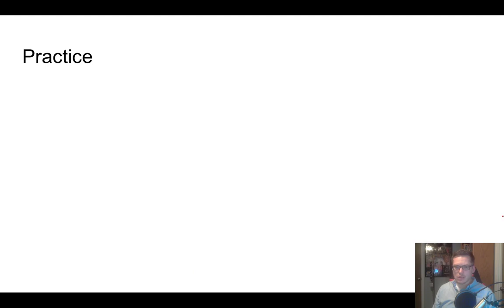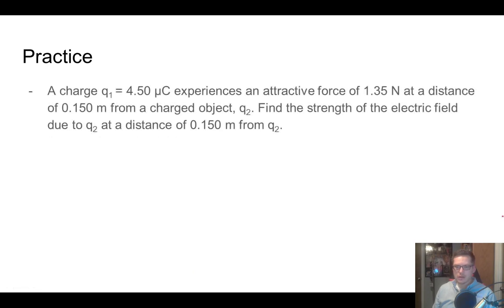All right. Let's do another practice problem here. It says a charge Q1 is equal to 4.50 microcoulombs and experiences an attractive force of 1.35 newtons at a distance of 0.15 meters from a charged object, Q2. Find the strength of the electric field due to Q2 at the distance of 0.150. So the easiest thing, this can be kind of confusing, so just start drawing stuff out. All right, so Q1, it says we've got one charge, and it's positive, right? It's a positive 4.50, so there's our positive, and we're going to say this is our Q1, and our Q1 is equal to 4.5 times 10 to the minus 6 coulombs.